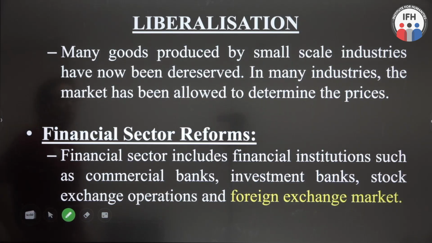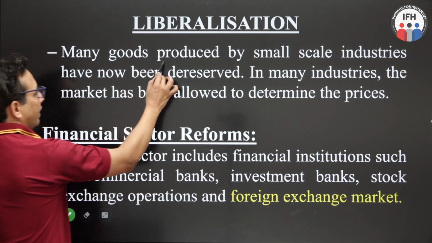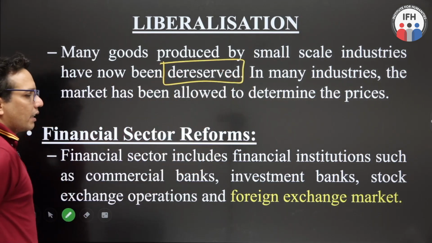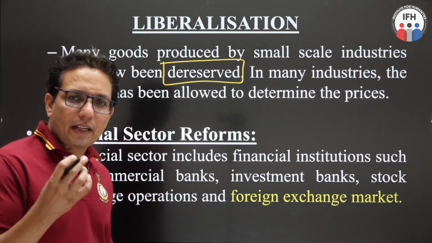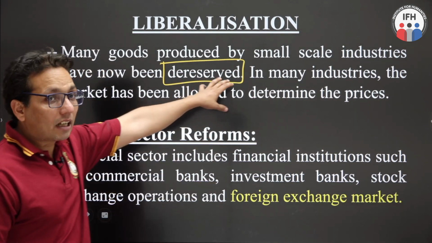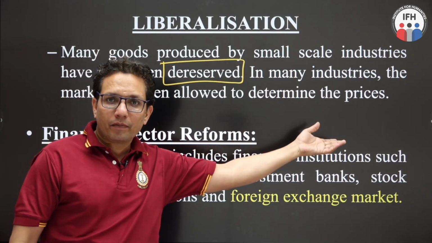Many goods produced by small scale industries have now been de-reserved. That is, even big companies, corporates can also produce those goods which were earlier limited to small scale industries. Example, making pickle, making honey. All right.